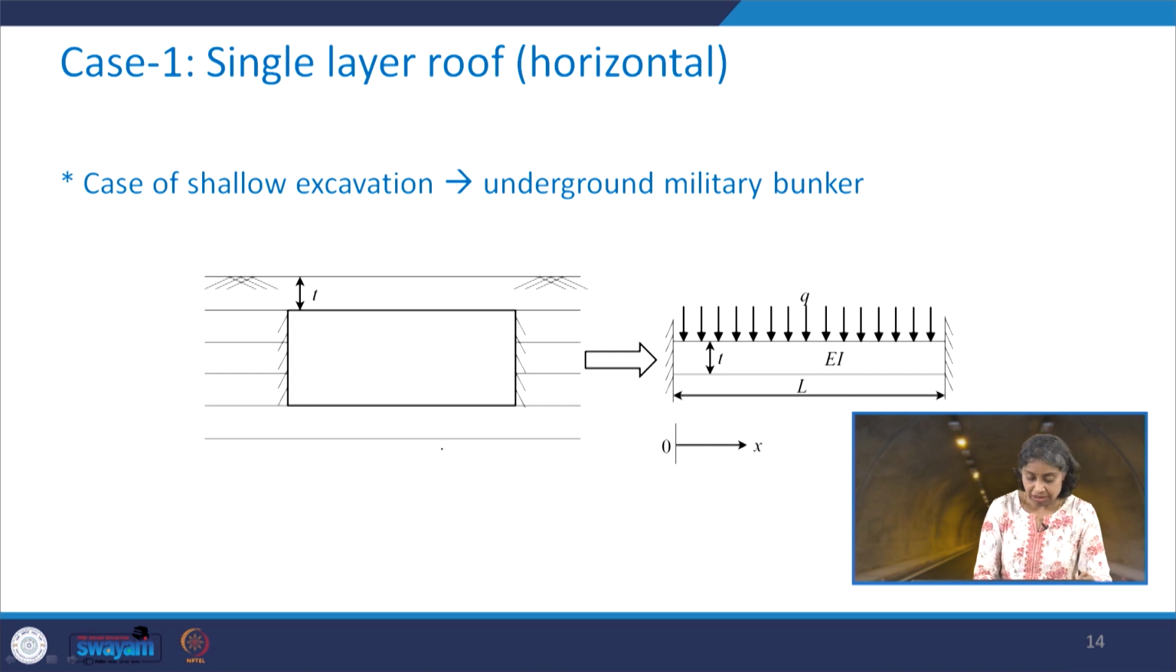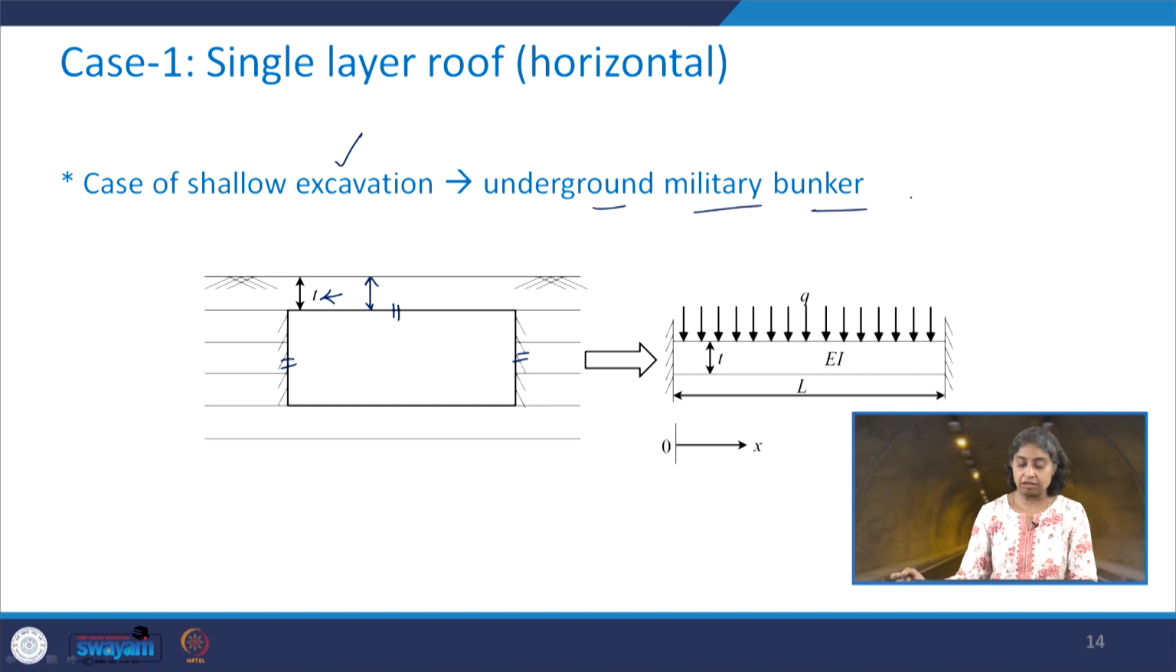We have this as the excavation, this is the side wall and this is the roof, and there is only one layer here, a single layer, and it has a thickness T. Now, this represents the case of the shallow excavation, and this situation can be there in case of an underground military bunker. So, how are we going to represent it when we have to analyze it?